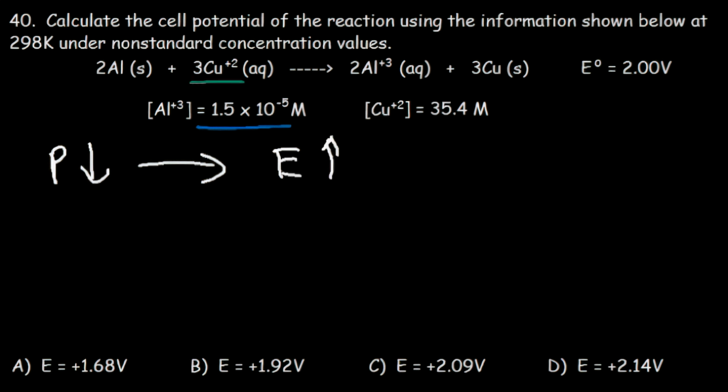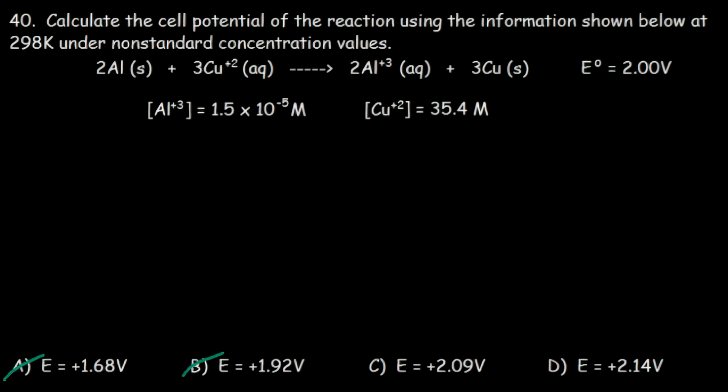Now, for the reactant, the copper plus 2 ion, we've increased the concentration of the reactant, so it should shift to the right, and the cell potential should increase as well. So the cell potential at these concentrations should be greater than 2 volts. So what this means is that we could eliminate answer choice A and answer choice B.